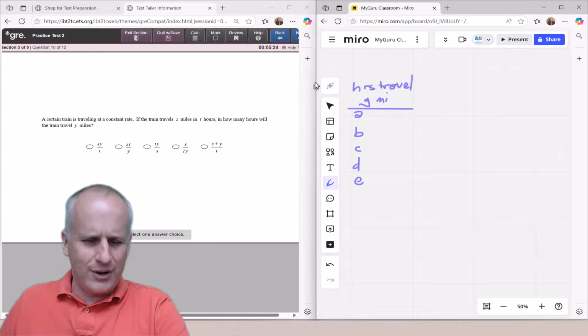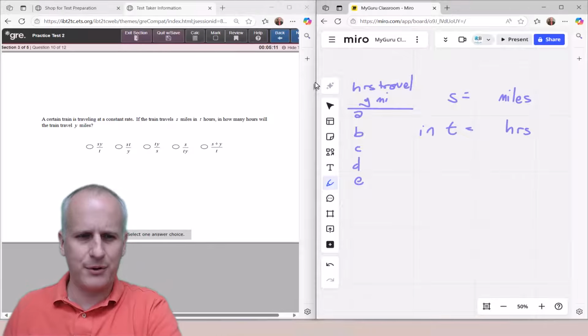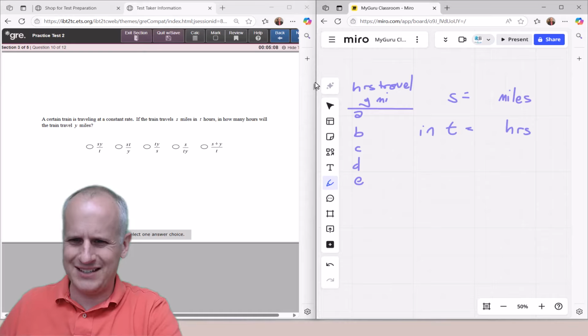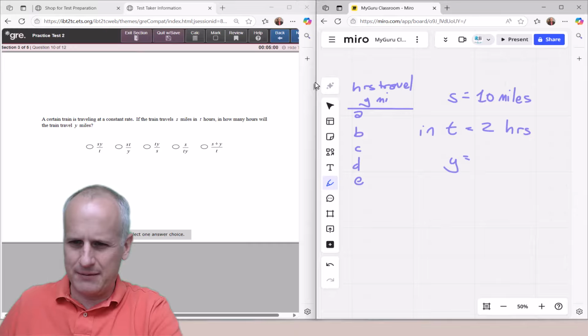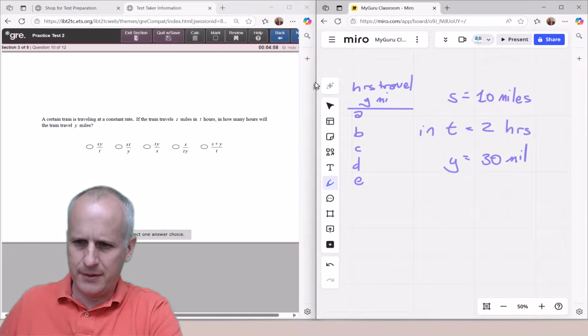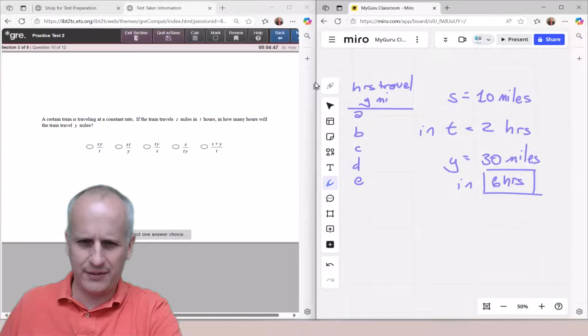So train is traveling at a constant rate. Train travels S, some number of miles, in T, some number of hours. And then it asks, in how many hours will the train travel Y miles? So let's just do 10 miles in 2 hours, and let's just say Y equals, let's go with, say, 30 miles. Well, then it's going to do that in 6 hours. So we need to find an answer choice that gives me 6 when we plug in 10 for S, 2 for T, and 30 for Y.